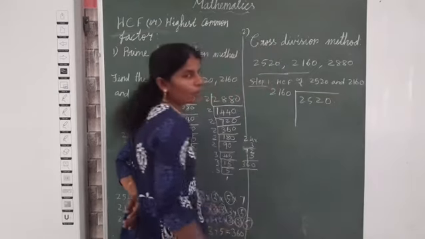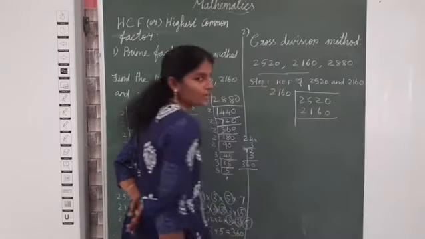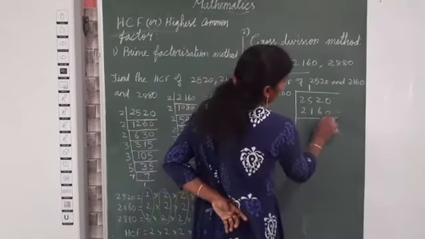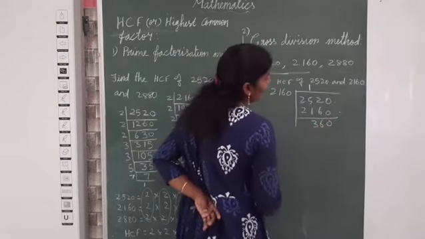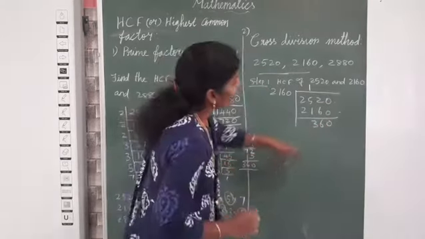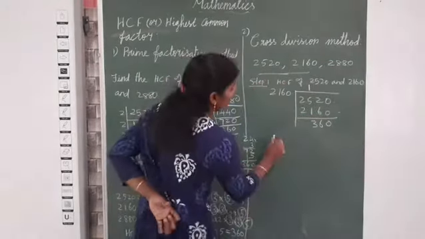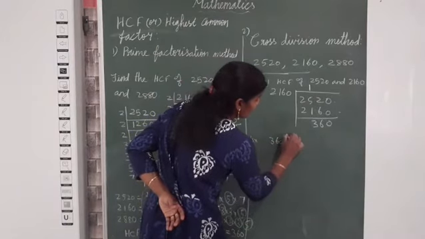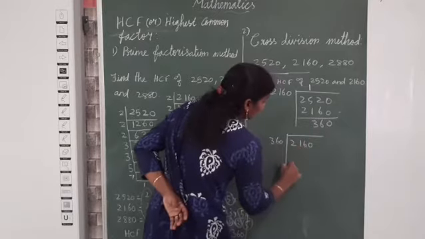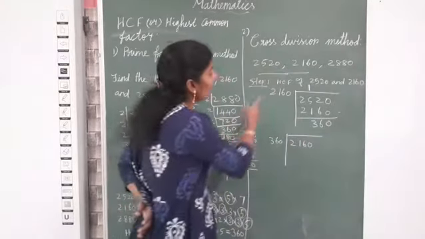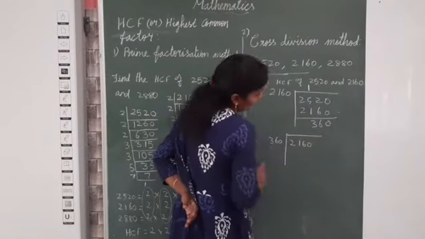Now we can use here 2520. Only one time 2160, isn't it? Now we subtract, 0. 12 minus 6 is 6. 4 minus 1 is 3. 360. Now we take this remainder as the divisor, and this divisor is the dividend. Isn't it? Now here 360 is the divisor and 2160 is the dividend.